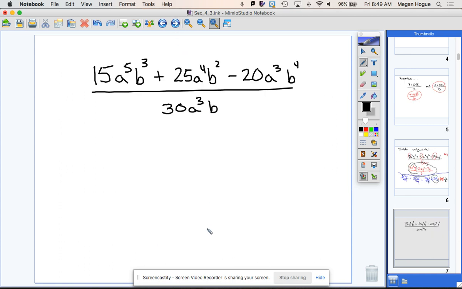We've got 15 a to the 5th, b to the 3rd, minus 25 a to the 4th, b squared, minus 20 a to the 3rd, b to the 4th, over 30 a to the 3rd, b. I'll let you get all that written down.